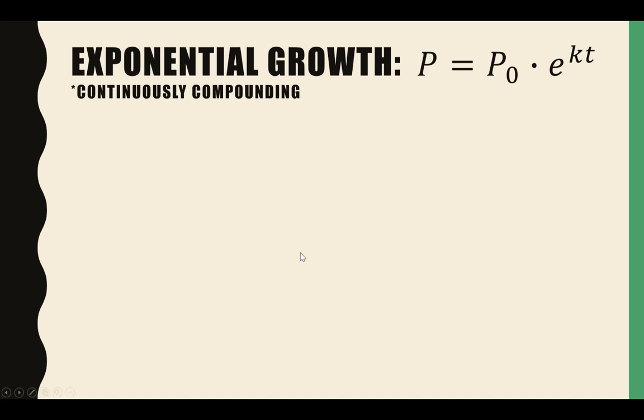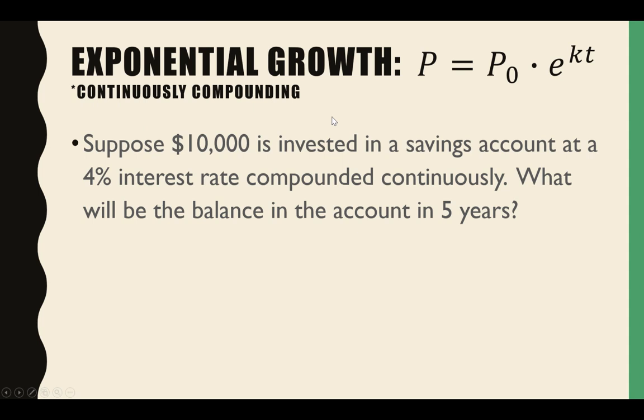You can also look at exponential growth. So again, we have P origin times e to the kt. This is what we talk about when we say compounding continuously. So if we have $10,000 we invested in the savings account at 4% and it's compounded continuously, what will be the balance in the account in 5 years? So we're taking the numbers that we have in our word problem and we're plugging them in. P origin, or P0, is 10,000, e to the 0.04 times 5. So that's going to be e to the 0.2.